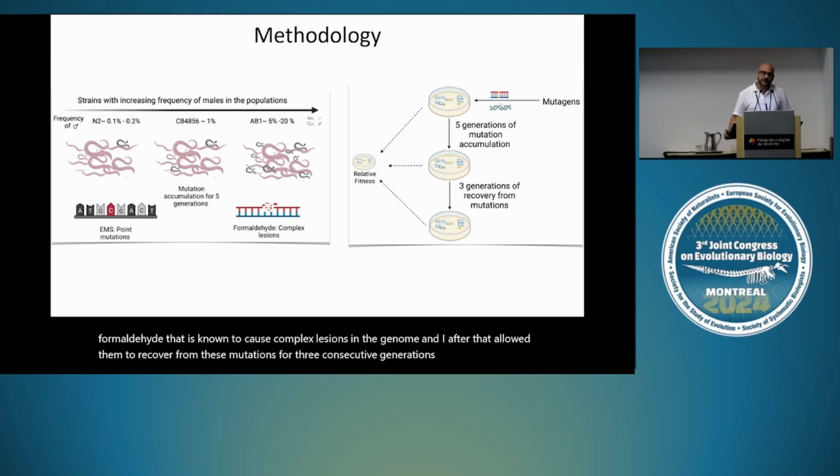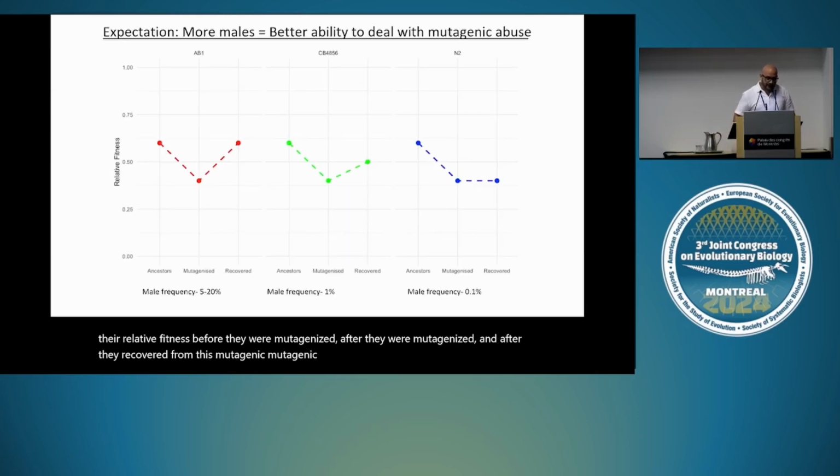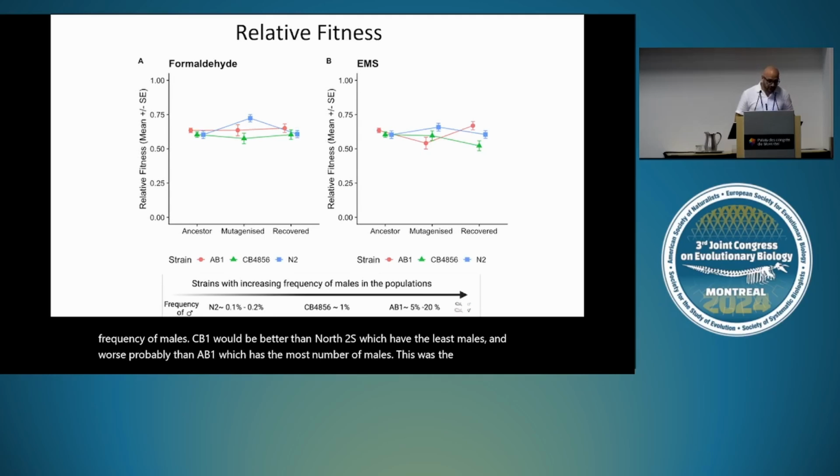And then I measured their relative fitness before they were mutagenized, after they were mutagenized, and after they recovered from this mutagenic abuse. My expectation was that the strain with the maximum frequency of males would be best at recovering, which is AB1 in this case. CB4856 would be better than N2, which has the least males, and worse probably than AB1, which has the most males. These were the expectations. But to my surprise, that was not the case.